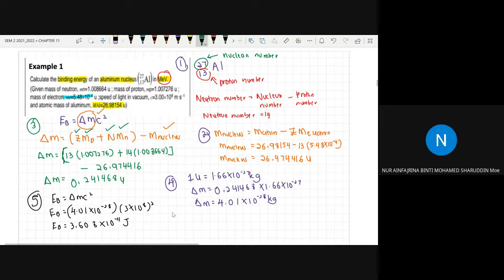What should I do? Change to mega electron volt. And you must know 1 mega electron volt equals 1.6 times 10 to the power of negative 13 joule. So from joule to get mega electron volt, do we divide or multiply? Divide, very good. So when we divide, we will get our final answer, 225.47 mega electron volt. Okay?